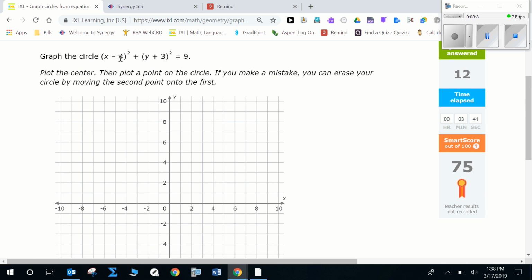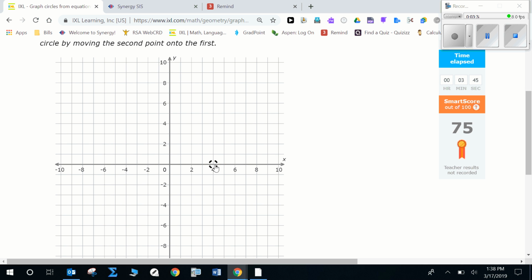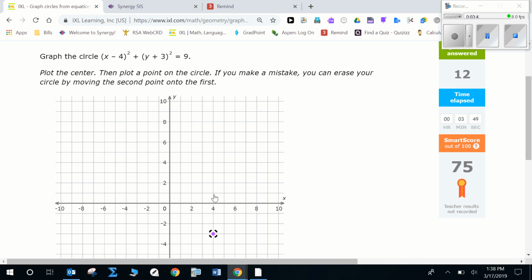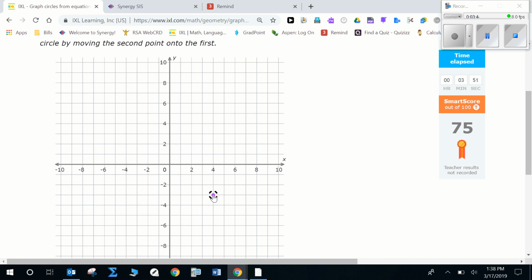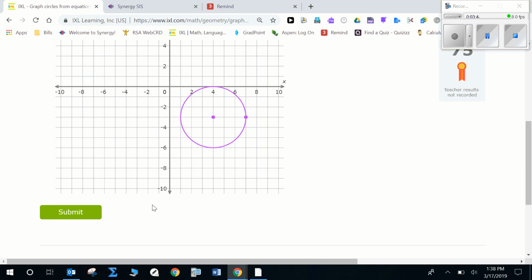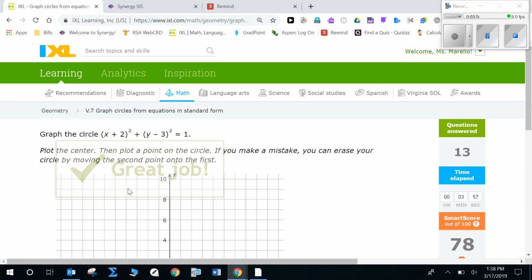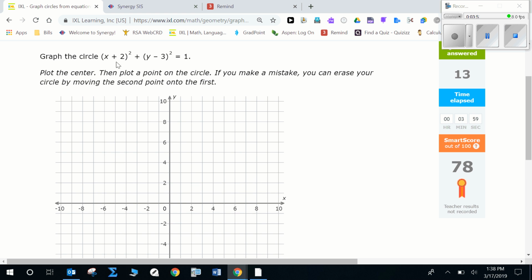Right, center would be positive 4 and negative 3. So positive 4, negative 3 for the y value. My radius will be 3 because the square root of 9 is 3. So I count out 1, 2, 3 blocks. Let me see here. Center is negative 2, positive 3. So negative 2, positive 3. Radius is going to be 1.